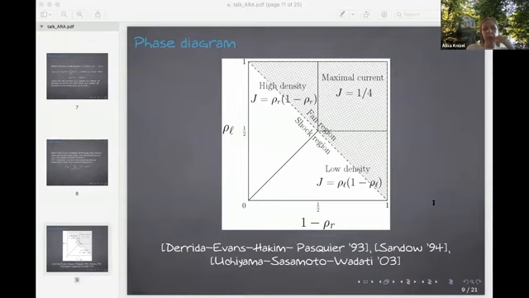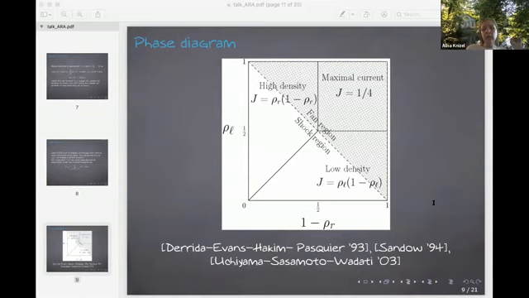they mean the following. In the maximal current phase, the left boundary creates particles at a fast enough rate and does not remove particles too quickly, so that the system is able to transport particles from left to right at its maximal efficiency. So the left boundary creates fast enough, and the right boundary does not remove them fast enough. This gives us the efficiency, and this is the maximal current phase.